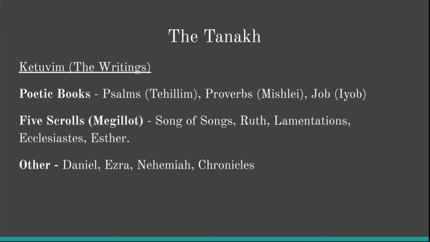The Ketuvim is the last section of the Tanakh. The word means the writings and includes 3 sections. The first is the 3 poetic books of the Psalms, also called Tehillim, the Proverbs, called Mishli, and Job, or Eyov. The second section is the 5 scrolls, or Megillot, which contain the Song of Songs, Ruth, Lamentations, Ecclesiastes, and Esther. The last section contains Daniel, Ezra, Nehemiah, and Chronicles.